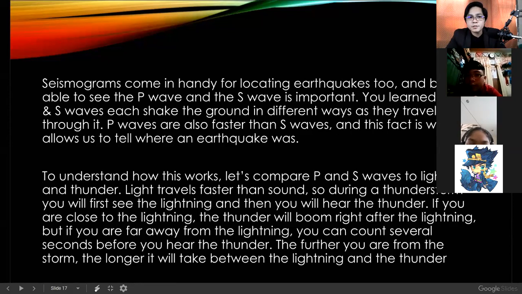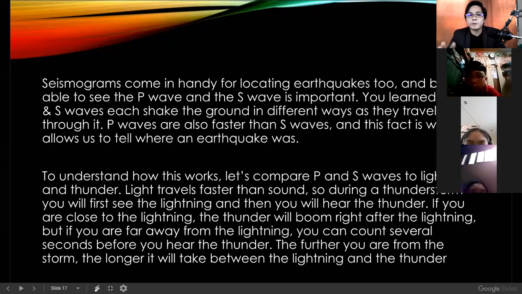Okay, seismograms come in handy for locating earthquakes too. Being able to see the P wave and the S wave is important. Again, another terminology: P wave, or the primary wave, and S wave, or the secondary wave. You learned how P waves and S waves shake the ground in different ways as they travel through it. P waves are also faster than S waves, and this fact is what allows us to tell where an earthquake was.